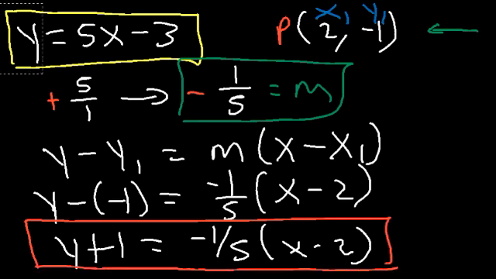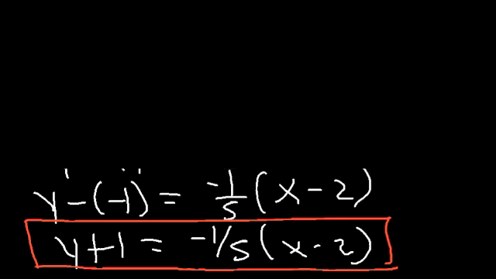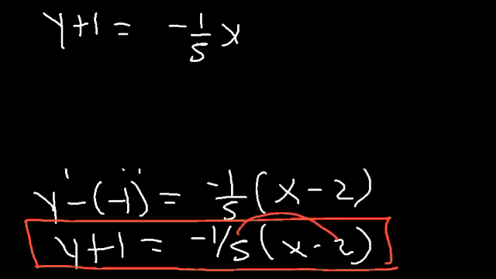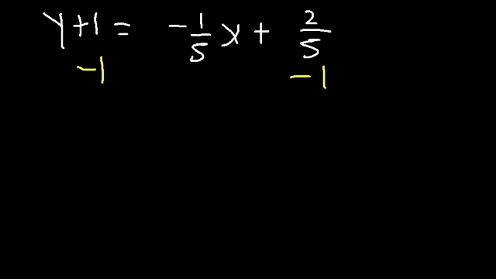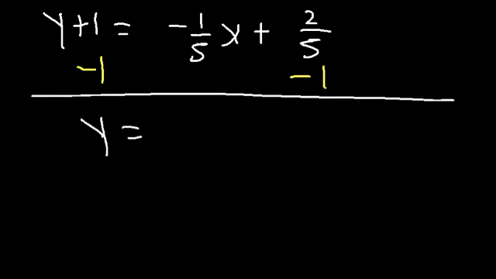But now let's get the answer in slope-intercept form. So let's distribute the negative 1 over 5. It's going to be y plus 1 is equal to negative 1 over 5 x. And then negative 1/5 times negative 2, that's going to be positive 2 over 5. And now let's subtract both sides by 1. So on the left side, all we have is y. And on the right side, we have negative 1/5 x plus 2 over 5.